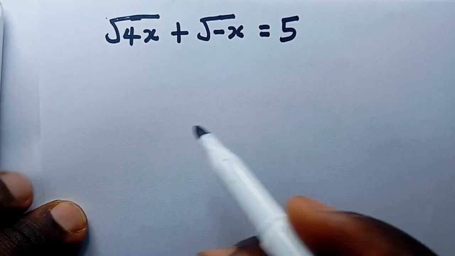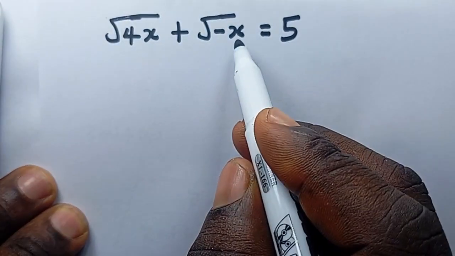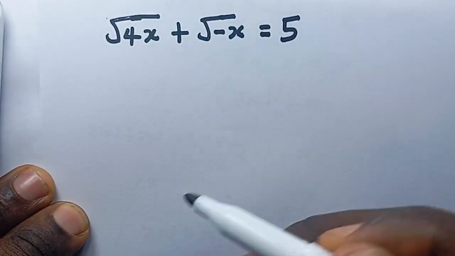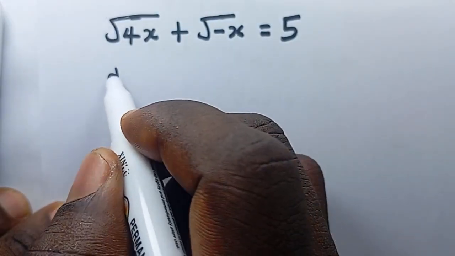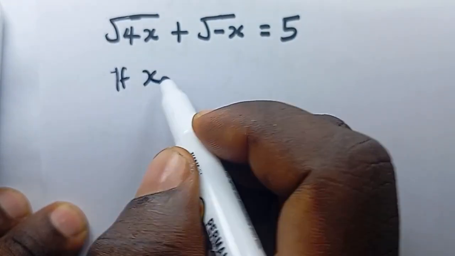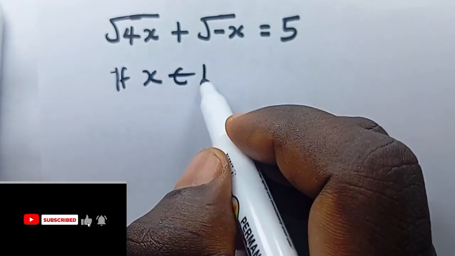Let us solve this equation right here. So this is root 4x plus root negative x is equal to 5. And now if you want to find out the real solution, if x is real, you want to find out the real solution to this problem.